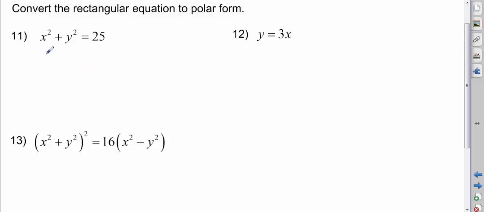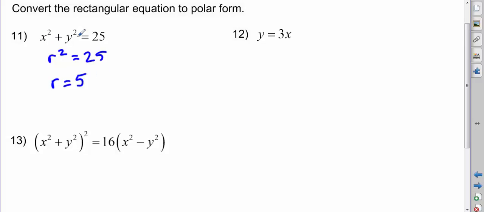Like number 11, it says x squared plus y squared equals 25. Well, we saw earlier we have a relationship for x squared plus y squared. We know that's equal to r squared. So let's just write r squared equals 25. And hey, if we're solving for an equation, we might as well just go ahead and write it as r equals 5.